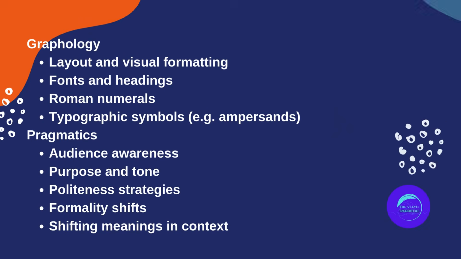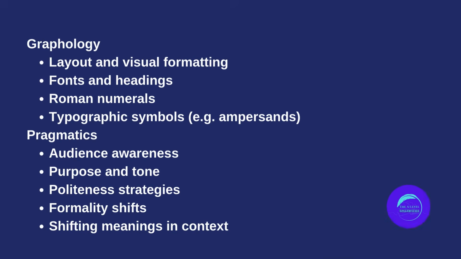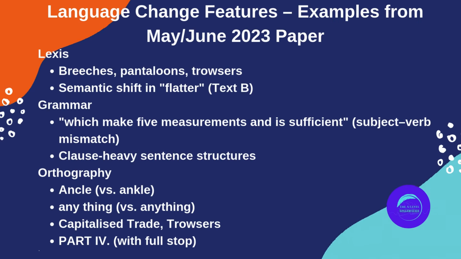Graphology is about visual layout, fonts, headings, Roman numerals, and typographic symbols like ampersands. Pragmatics is all about tone, audience, purpose, politeness strategies, and how meaning shifts depending on context. Now let's apply those categories to the May-June 2023 paper. These are the kinds of features you'll find in the actual texts.